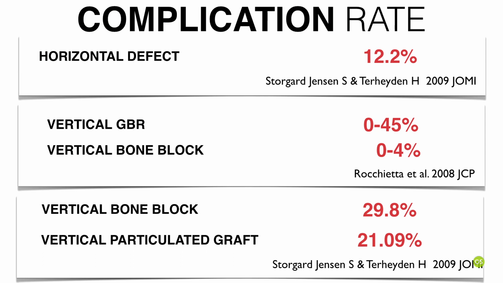One year later, the ITI group published a review of the literature bringing data about complication rates associated with vertical bone grafting, also quite high. We have complications in almost 30% of the cases with vertical bone block augmentation, and with particulated material a little bit more than 20% of the cases.